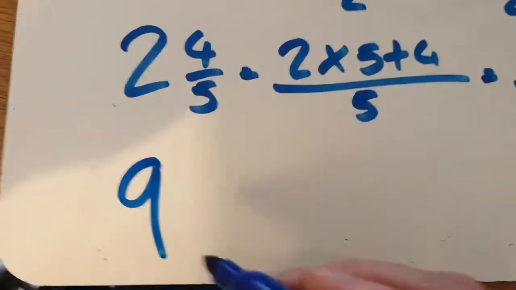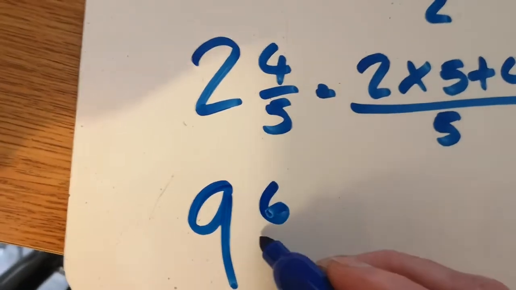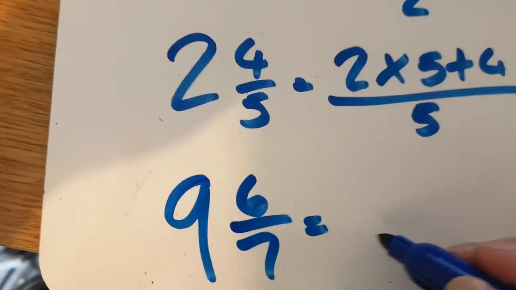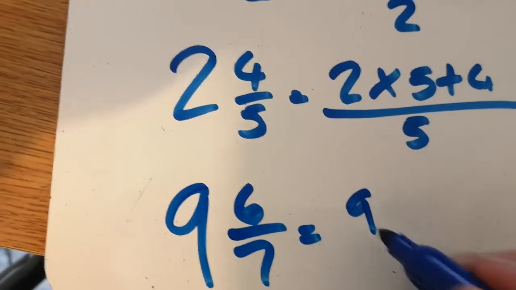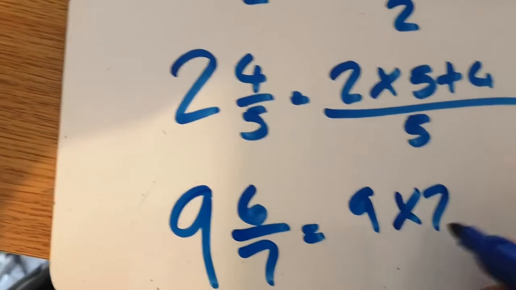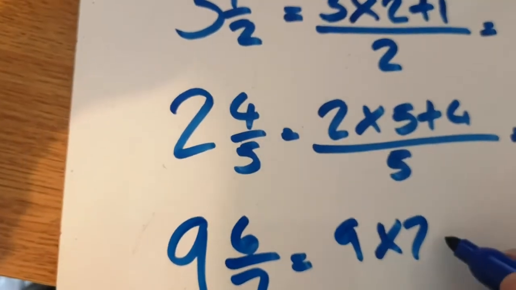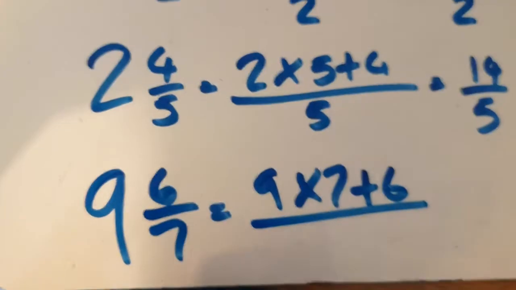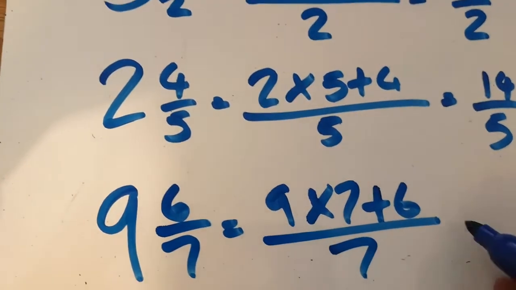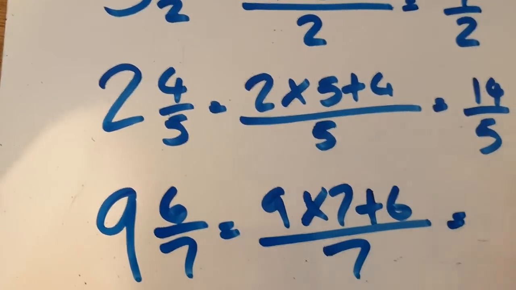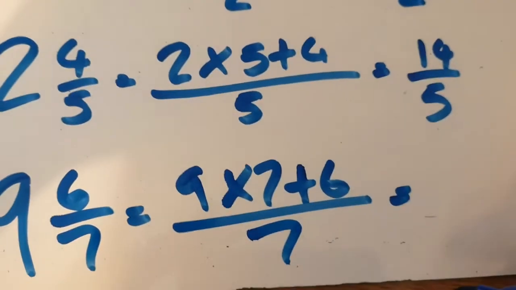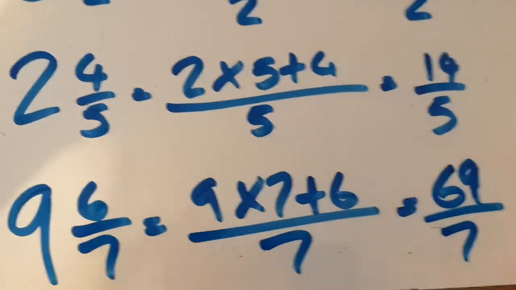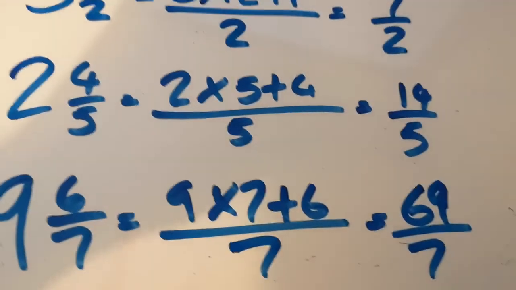One more example, let's try something a bit bigger. If we do 9 6/7, again I'm doing the same routine. I'm doing 9, my big number, times my bottom number 7, my denominator, and I'm adding 6 to it. All over my bottom denominator, my bottom number stays the same, it's going to be 7. So I'm doing 9 times 7, which is going to give me 63. 63 plus 6 is going to give me 69, and all of that's going to be over 7. So that's how that works.